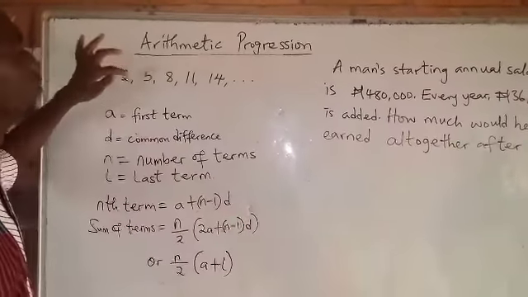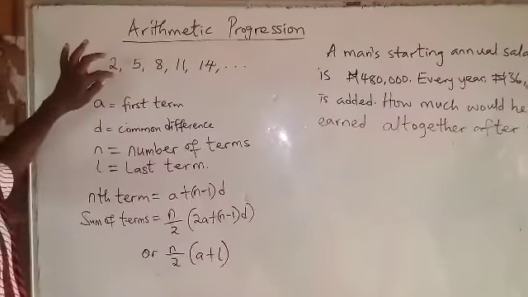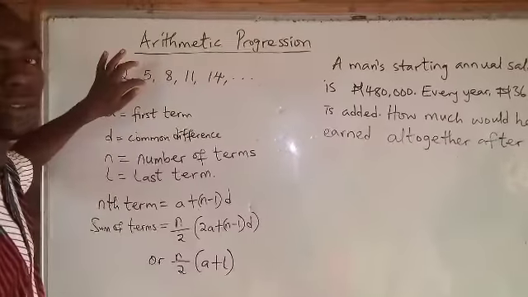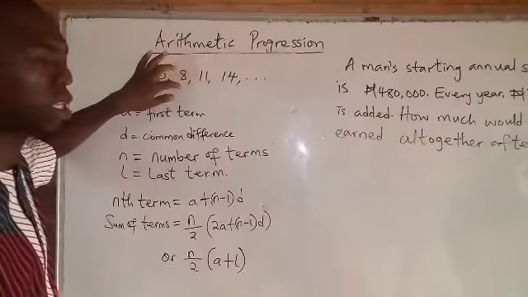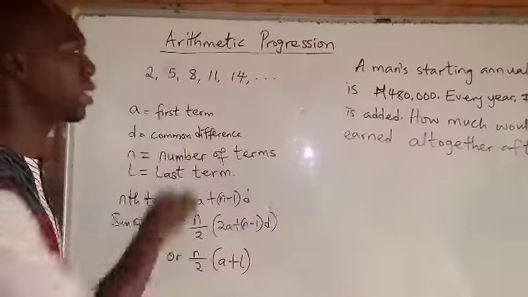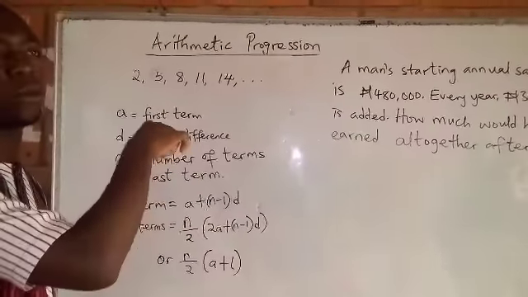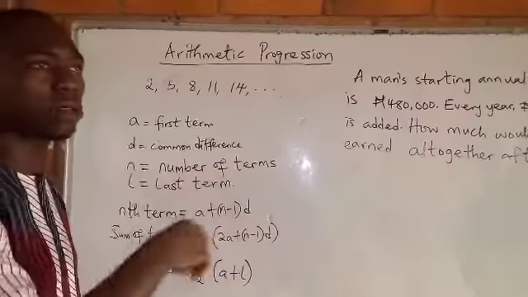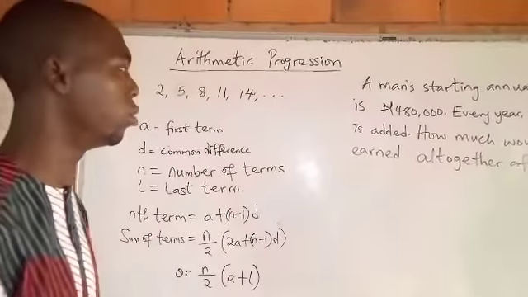That is, 5 minus 2 is 3. 8 minus 5 is 3. 11 minus 8 is 3. 14 minus 11 is also 3. So we add 3 to the first term to get the second one. We add 3 to the second one to get the third number.